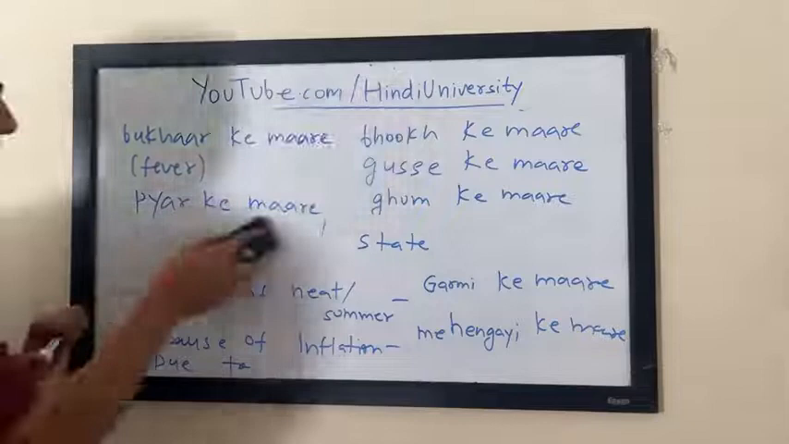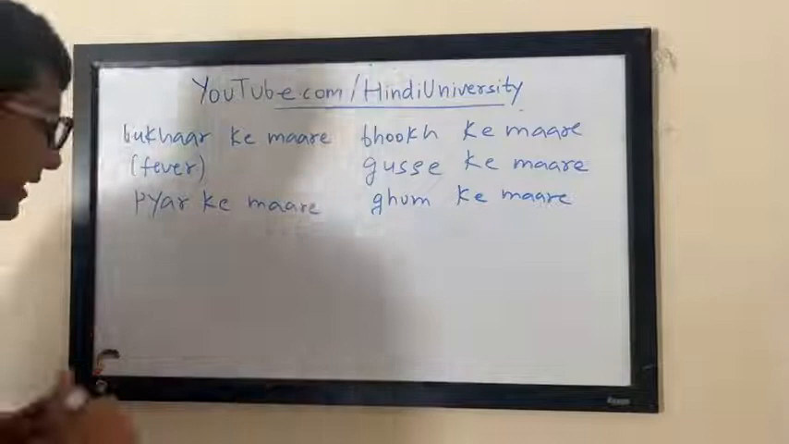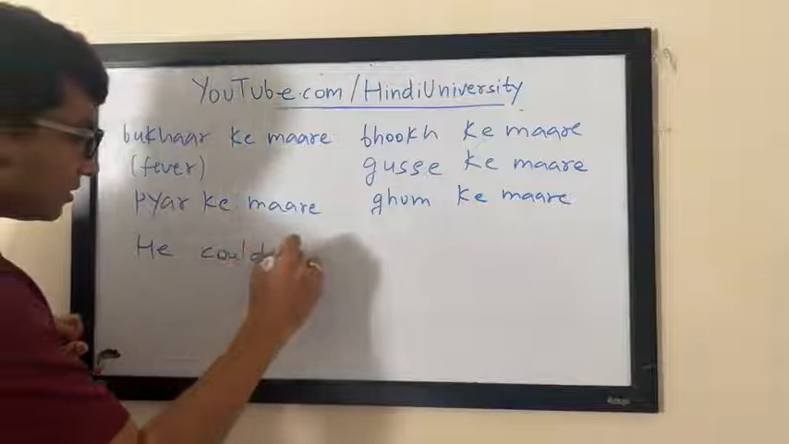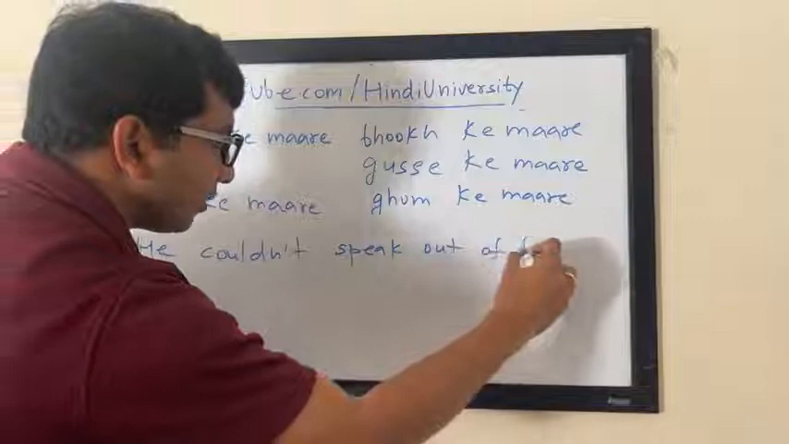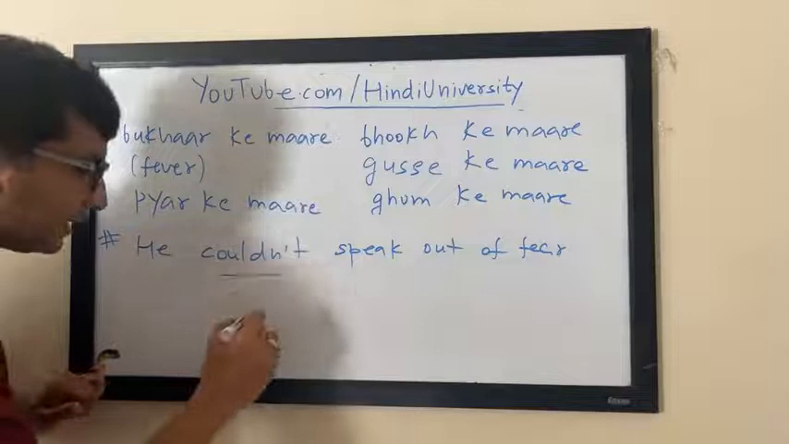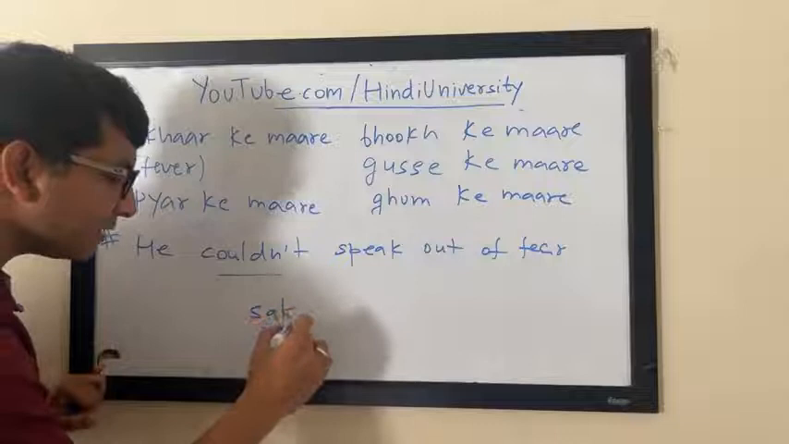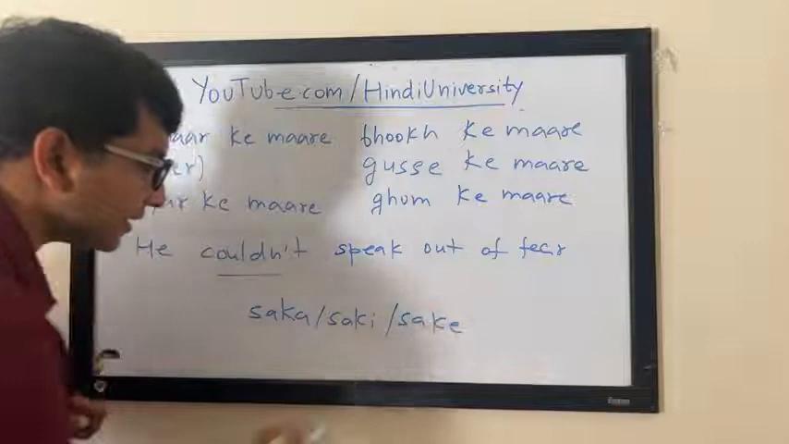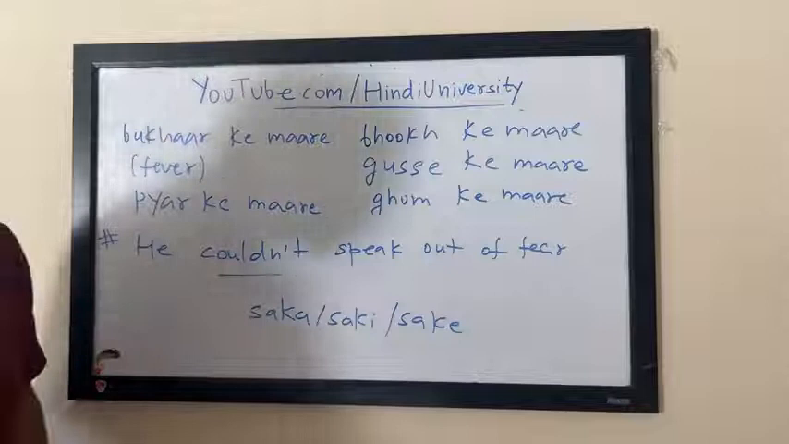So let's say you have a sentence: he couldn't speak out of fear. All of you can try it out. All of you should write it in your notes or in the Zoom chat, okay? This is simply, I can tell you, sakna is can, this one is saka, saki or sake. Instead of sakna you're using saka, saki or sake, and because it's he, you have to use the ending accordingly.